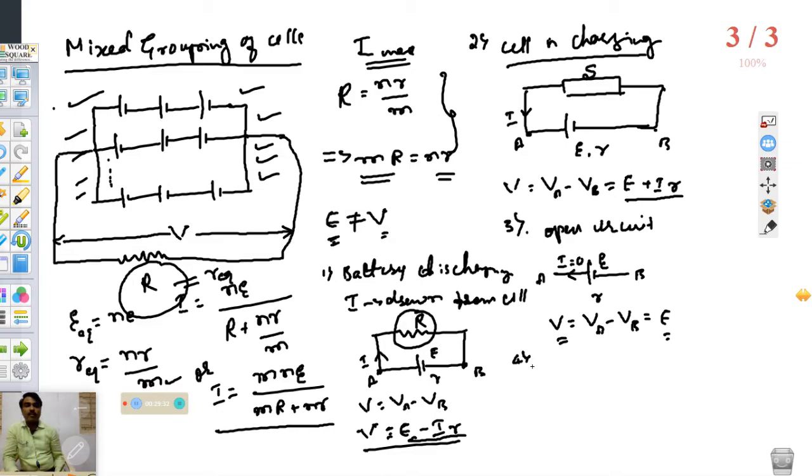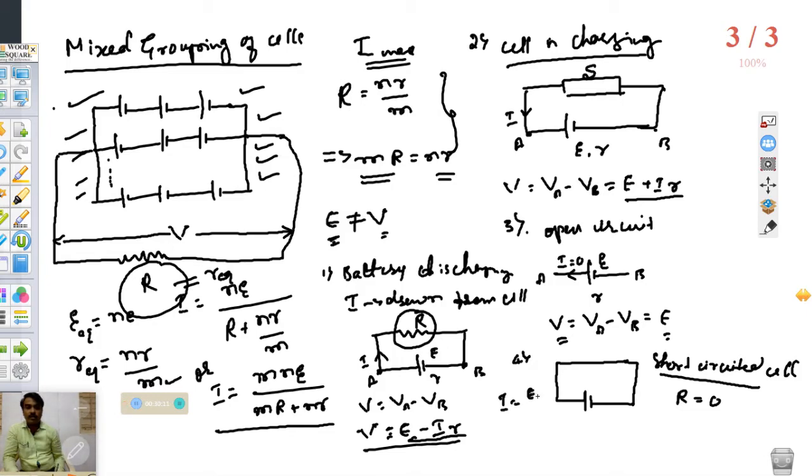And one more case is there. Now it is open circuit. If the circuit is shorted, which means instead of the resistance, we directly connect positive and negative together, which we call a short circuit, or a short circuited cell. If positive and negative are attached, it means the external resistance is 0. If there is no external resistance, then I can be written as E divided by r.